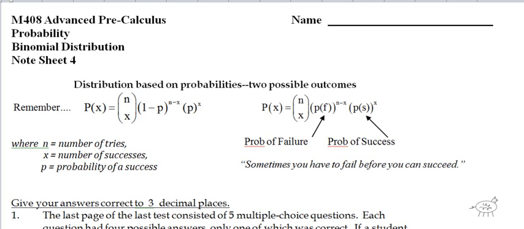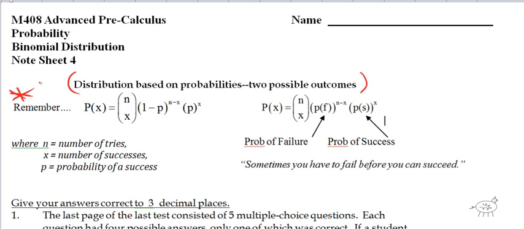As the prefix "bi" in binomial suggests, it's two terms. So we will use this for probabilities that have two possible outcomes. That's what the title is here. The distribution is based on two possible outcomes. So here's the nice little friendly formula that we've already learned.